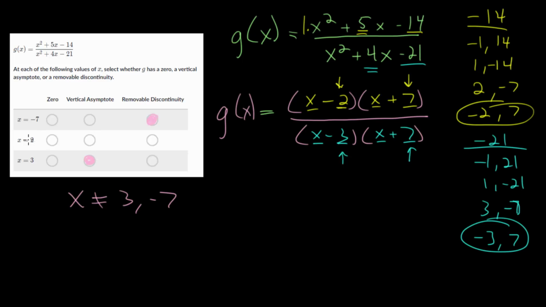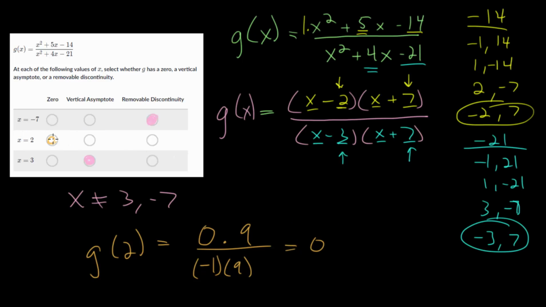And then lastly, at 2, if you plug the value of 2 into the function, notice you get 0 times 9 divided by negative 1 times 9. But 0 multiplied by anything or divided by anything is 0. So at 2, the function is equal to 0, and so this is one of our zeros, or our x-intercepts. And I encourage you, pause the video, plug this into your graphing calculator, and prove to yourself that these conclusions actually make sense. So let's keep going.